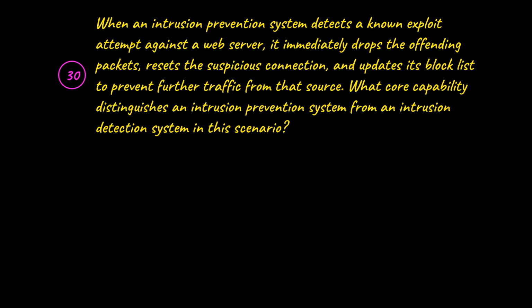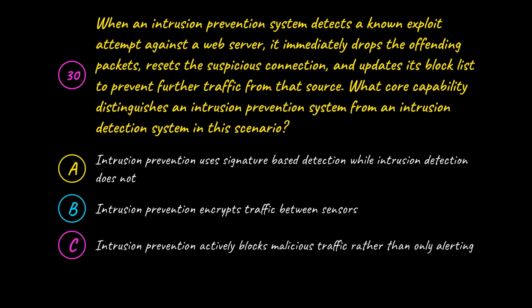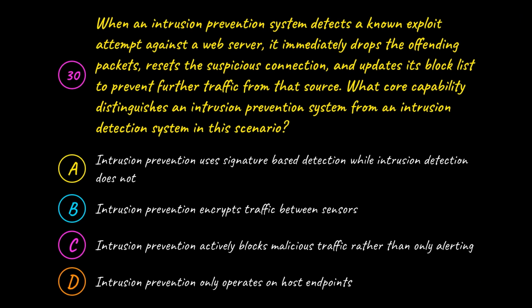Your options are: A. Intrusion prevention uses signature-based detection while intrusion detection does not. B. Intrusion prevention encrypts traffic between sensors. C. Intrusion prevention actively blocks malicious traffic rather than only alerting. D. Intrusion prevention only operates on host endpoints. Which would you go with? Lock it in before the reveal.